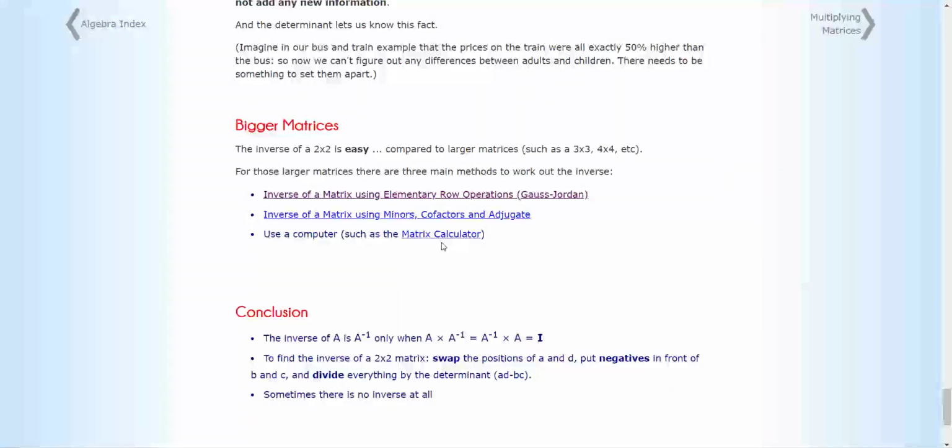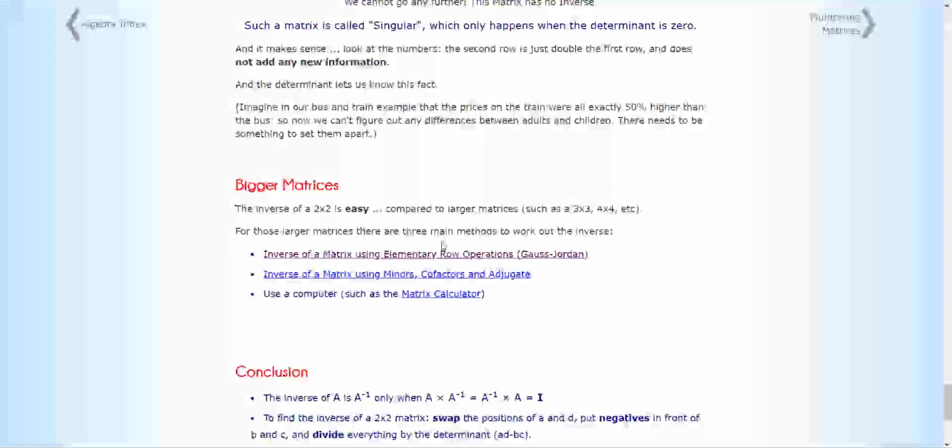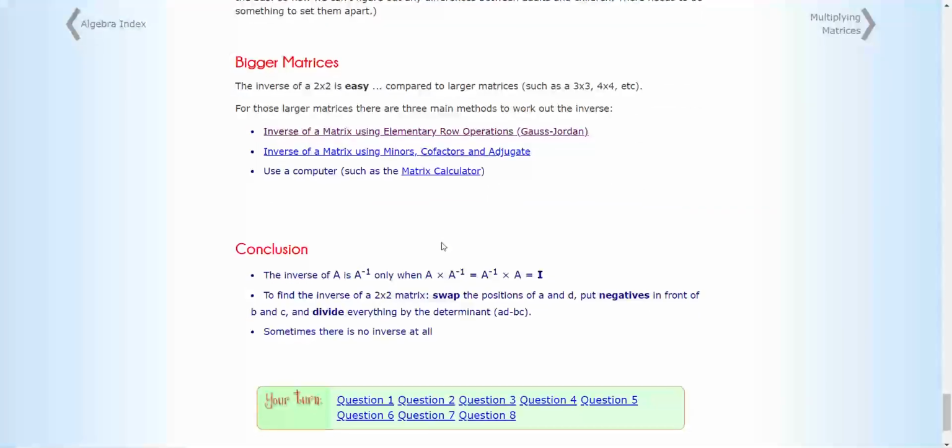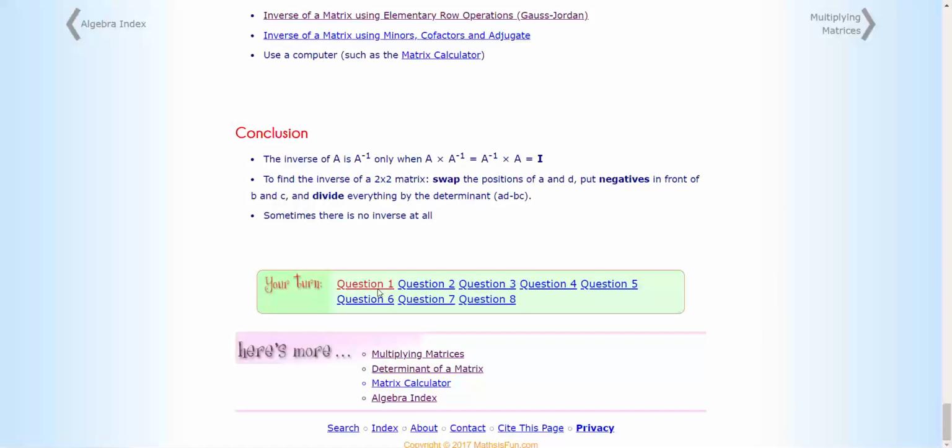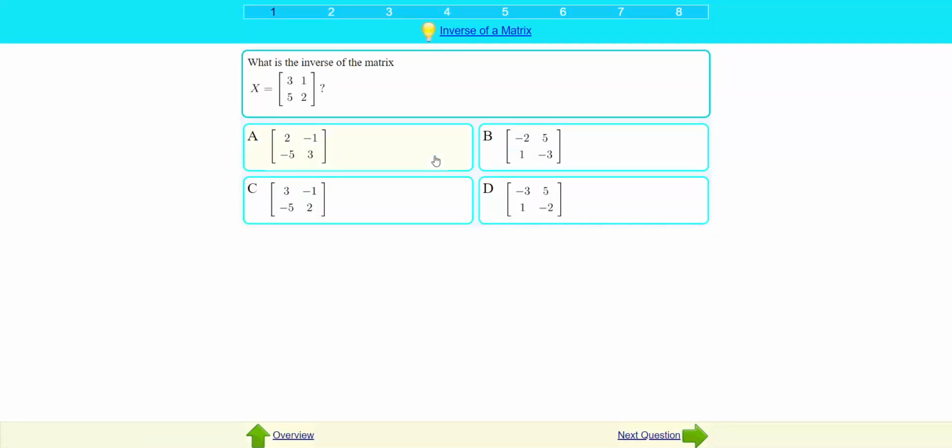Okay, so I think now the inverse is easy to do if it's a 2 by 2 matrix. Let's try to do the questions first, and see where that takes us. I have a paper and pen with me. So for the inverse of this, I'm going to rewrite it on my piece of paper. So we have 3, 5, 1, and 2.